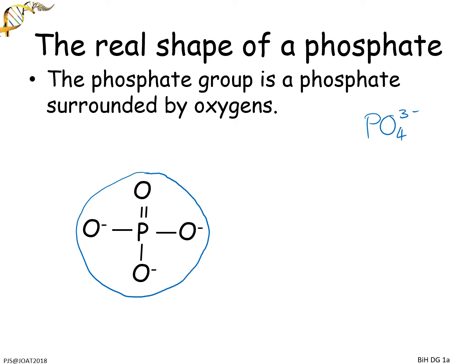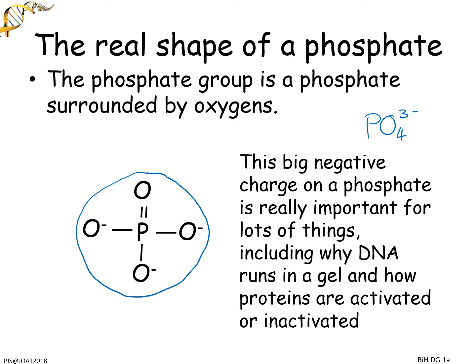This packs quite a big punch for a molecule. It's got 3 negative charges. This is big and heavy hitting. That negative charge will decide things like how DNA runs in a gel. We're going to talk about that later, but that's how you do DNA fingerprinting.